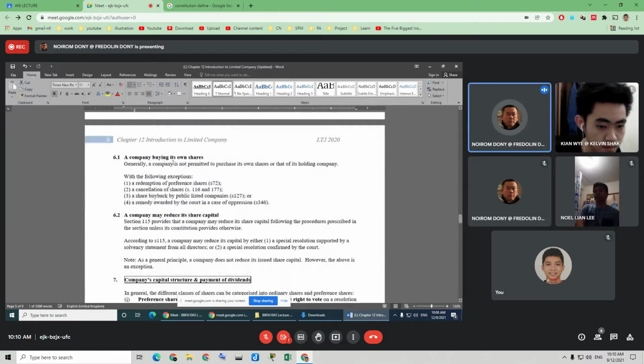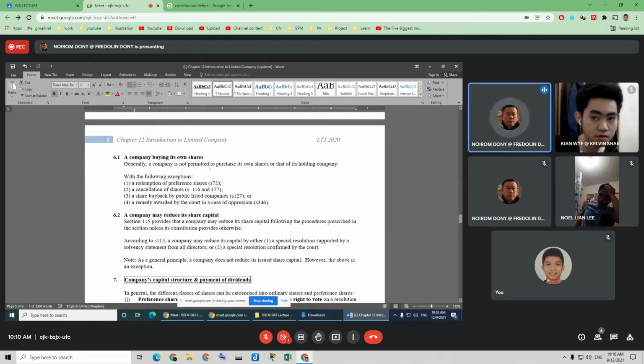Okay. A company buying its own share. Generally, a company is not permitted to purchase its own share or that of its holding company, with the following exceptions: a redemption of preference share, cancellation of share, a share buyback by a public listed company, a remedy awarded by court in the case of oppression.